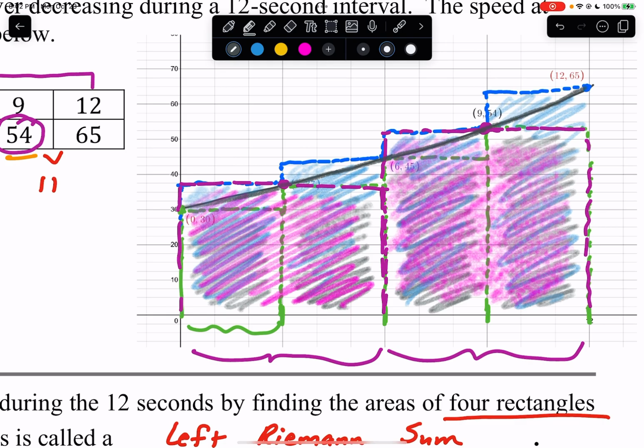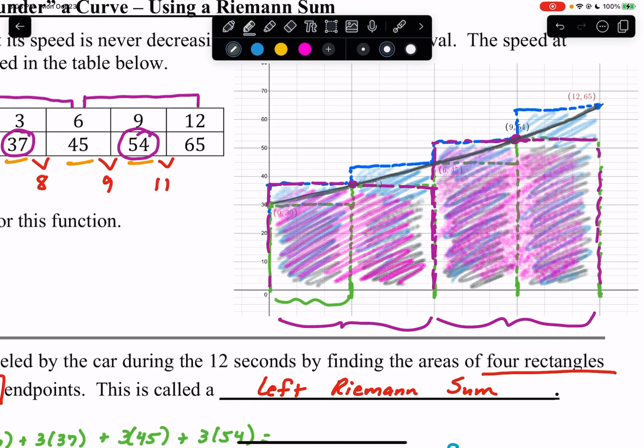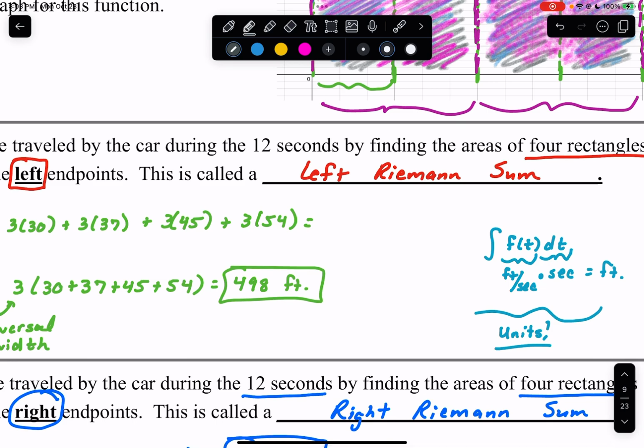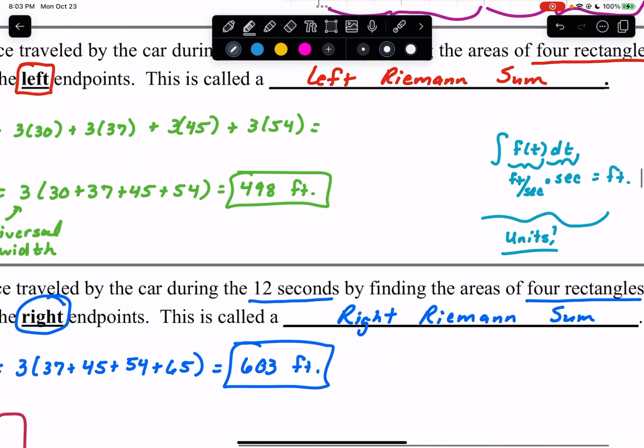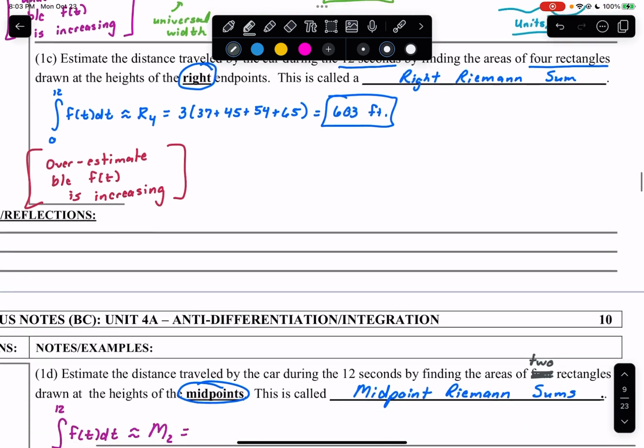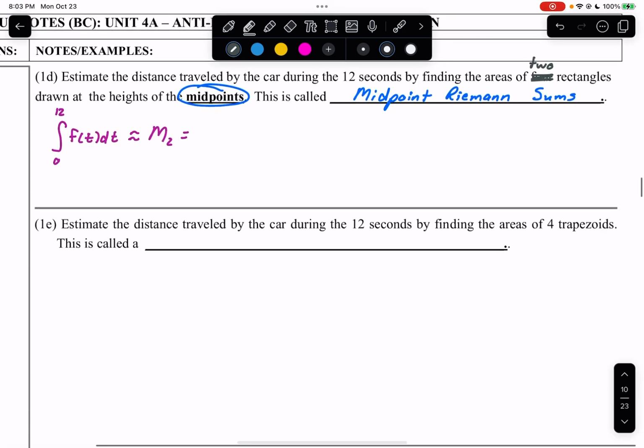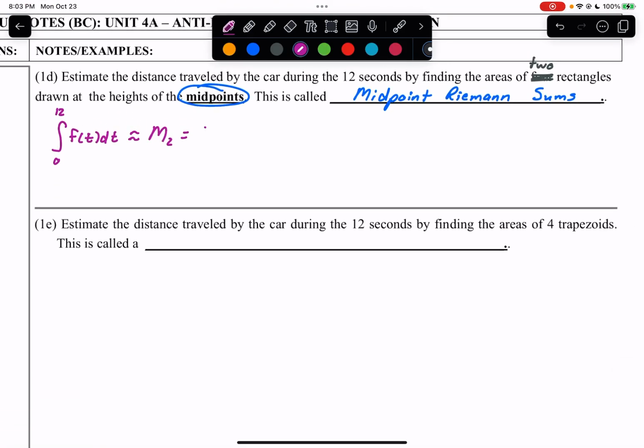It's barely concave up, right? So a little bit over, a little bit under, which hopefully would make my answer a little bit more accurate than the 498 or the 603. So we're going to come back here. We're going to set this up as now my universal width is going to be a 6. And the height of the first was 37. The height of the second is 54. Take that, put it in the calculator. We get 546 feet because that is a distance measure.